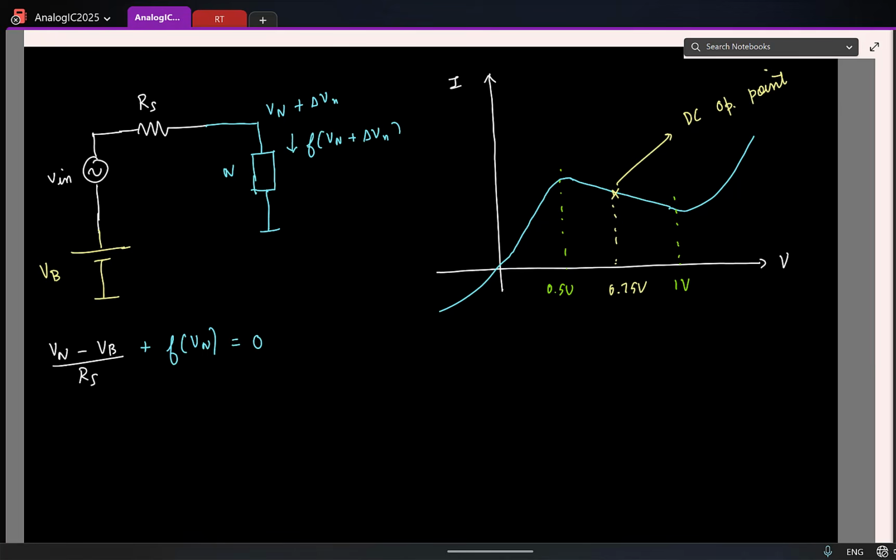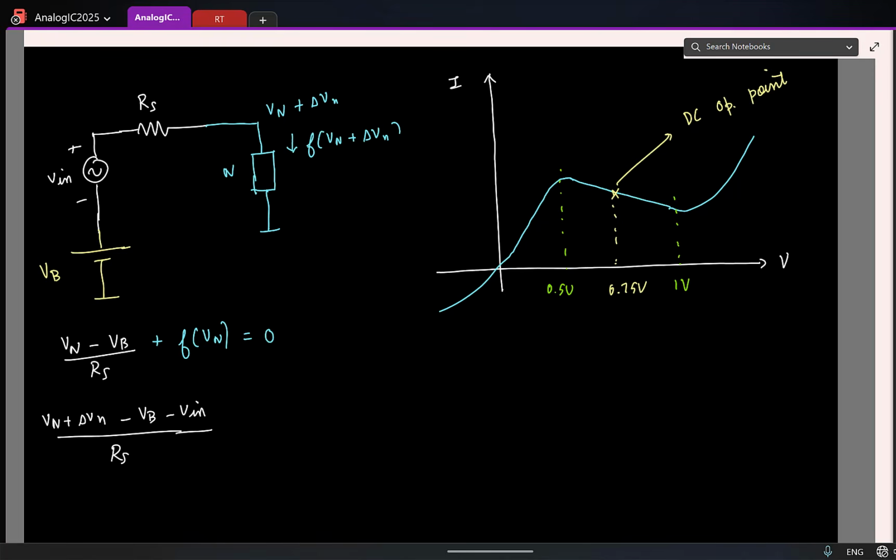So if I write the KCL, what do I get here? Let me write it down. I now have Vn plus delta Vn. Now what is this voltage? This node voltage is Vb plus Vn, right? So let me mark it, maybe this is minus and plus. Minus Vb, so I'll have minus Vn by Rs, plus I have f of Vn plus delta Vn, summed up to 0. I've just written KCL, just changed the voltages, that's it. So technically speaking, we have to solve this nonlinear equation once again.